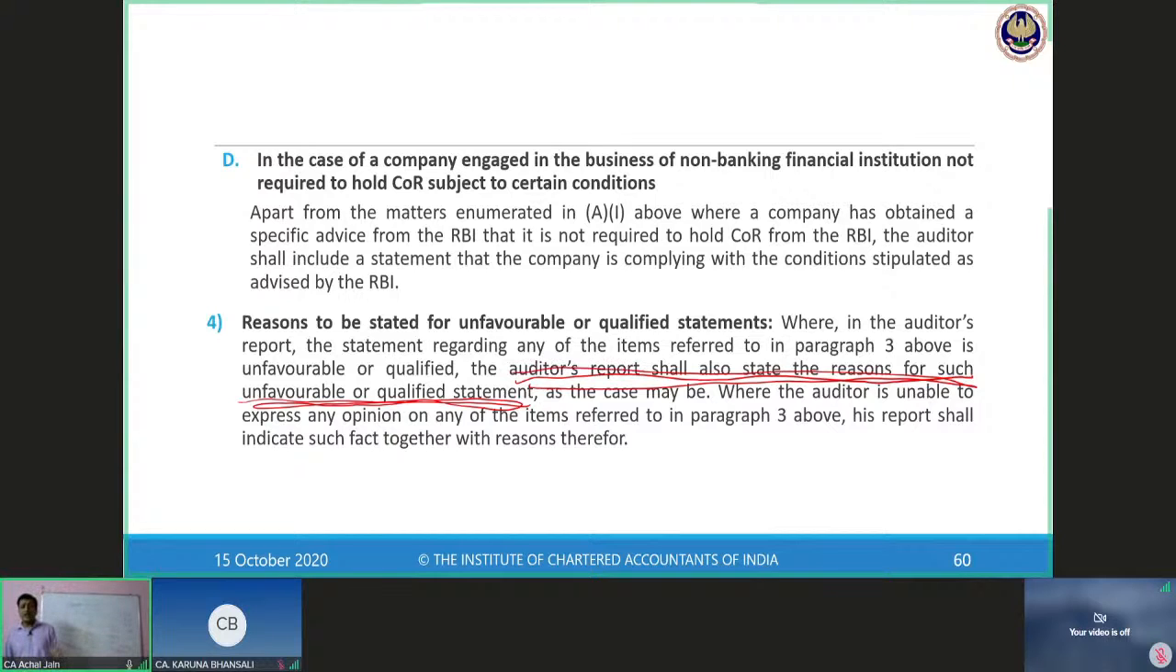Where the auditor is unable to express any opinion on any of the items covered under 3A, B, C or D, his report shall also indicate such fact together with the reasons therefore. So let's suppose auditor says that he is unable to express any opinion. The first situation is qualified or unfavorable. Second situation is not able to express an opinion.